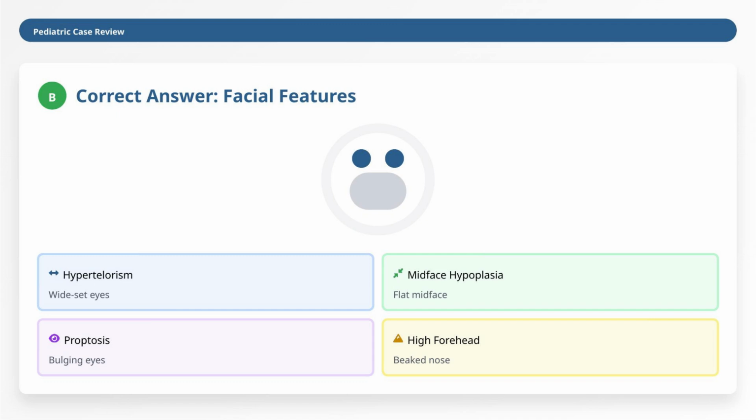Hypertelorism, or abnormally wide-set eyes, combined with midface hypoplasia creates the characteristic facial appearance. Additional features include ocular ptosis due to shallow orbits, a high prominent forehead, and a beaked nasal configuration. These features result from premature coronal suture fusion affecting normal craniofacial development. The midface retrusion can cause functional problems, including breathing difficulties.